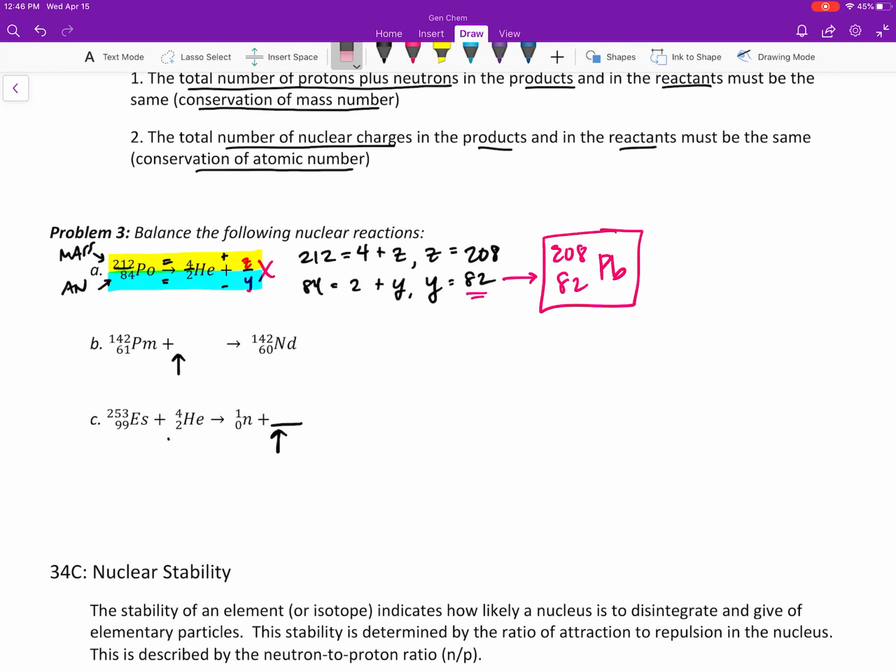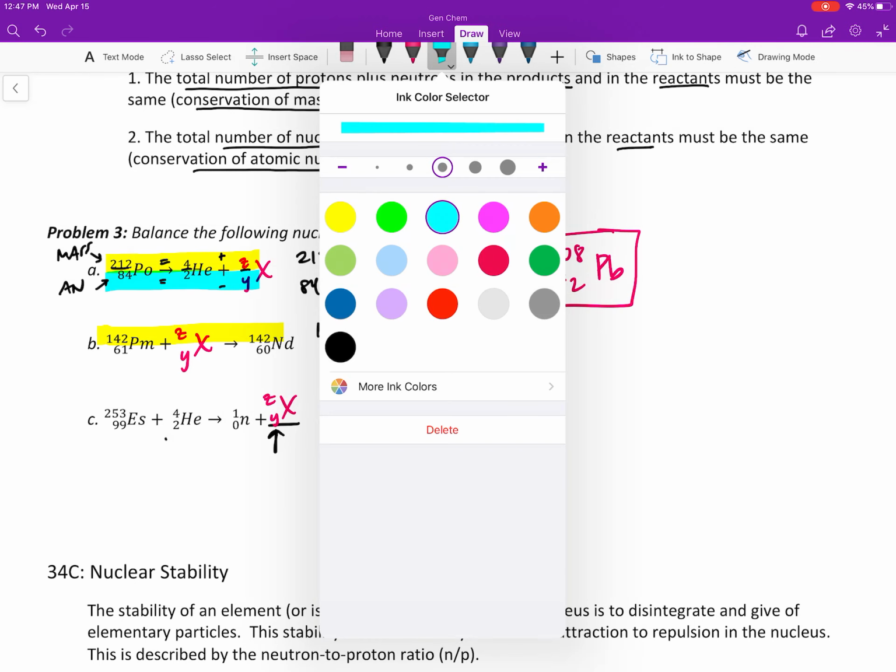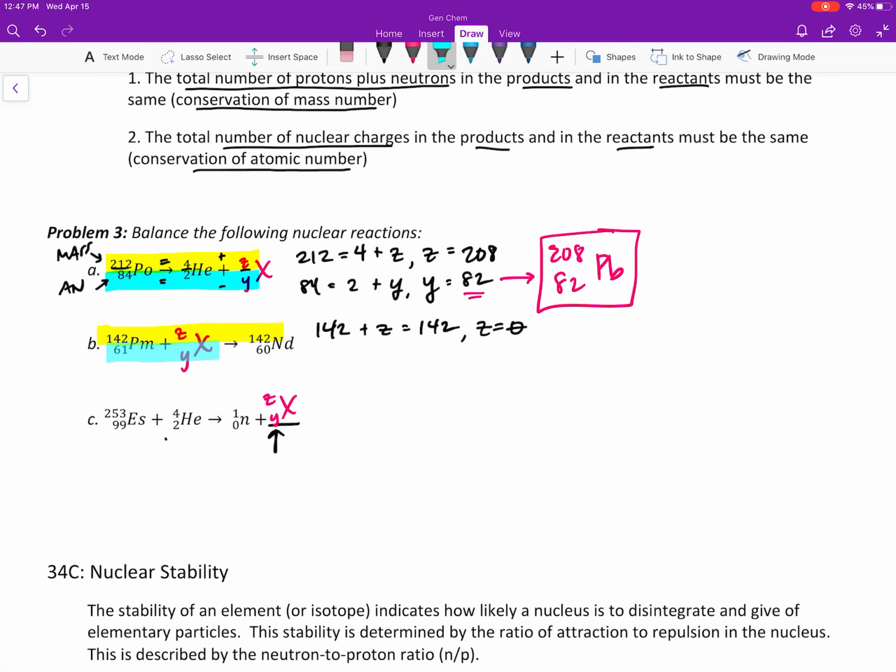All right. X, Y, Z. So I'm going to take the top numbers. 142 plus z equals 142. I write them out no matter what, because I don't want to make a mistake. And this is z is equal to 0. Then I'm going to take the bottom numbers. 61 plus y equals 60. And this gives me y is equal to -1.